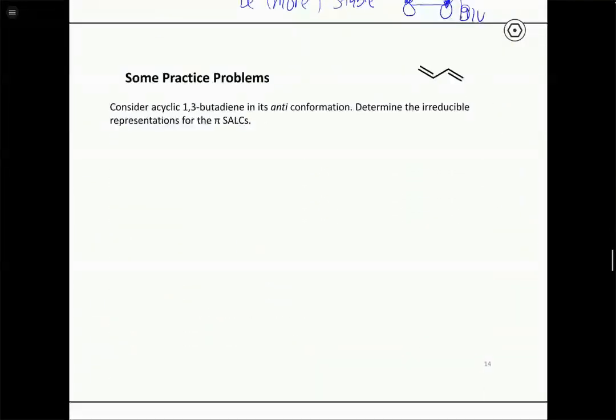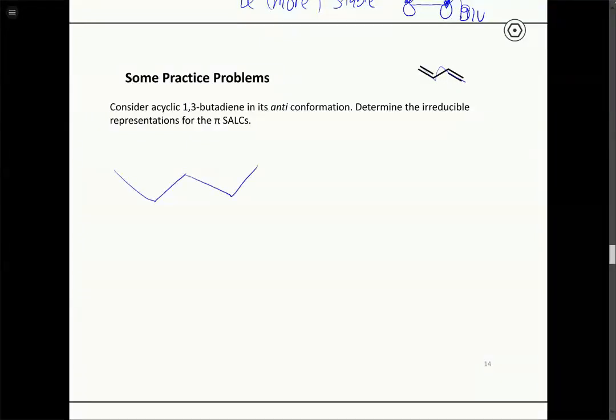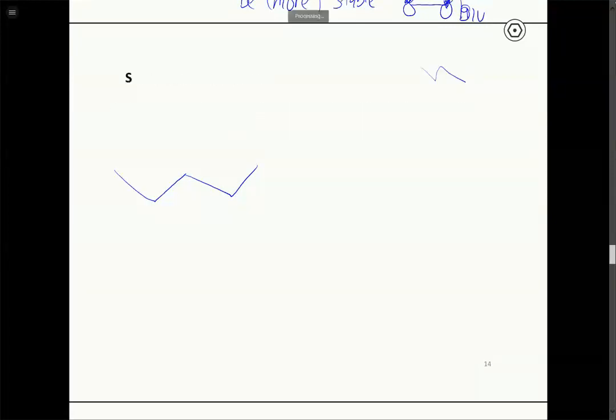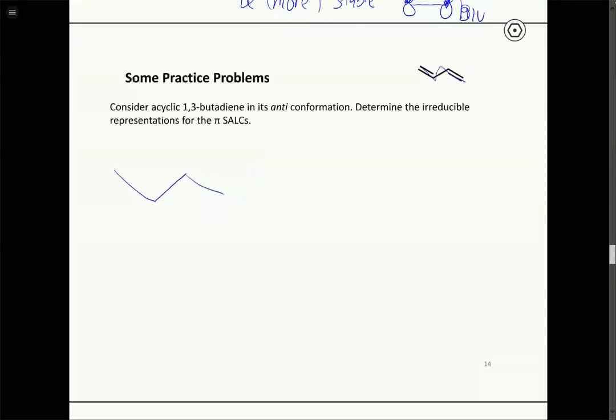Alright, so a related system that I'll quickly do as a practice problem is the acyclic 1,3-butadiene in the anti-conformation. That means we have sort of this zigzag conformation as I'm showing here. So if we want to form a representation from the 4 pi orbitals and then determine the molecule symbols, that's all we're going to do here. We're not going to do projection operators. So let's just get practice again on determining the symmetry adaptive linear combinations and what their symmetries are. So we have a set of 4 pi orbitals, one on each carbon atom.